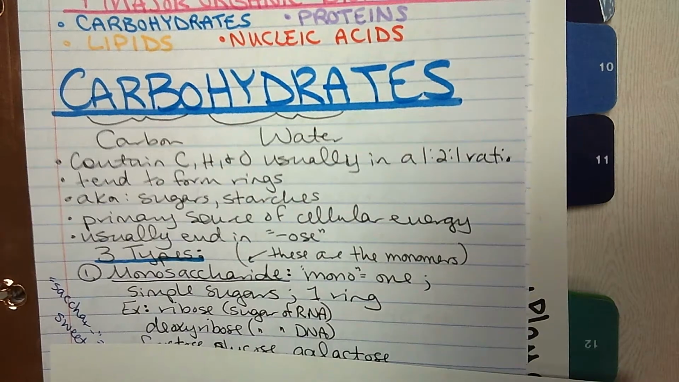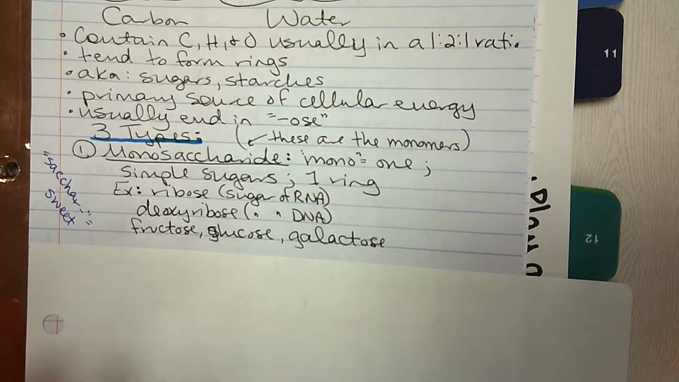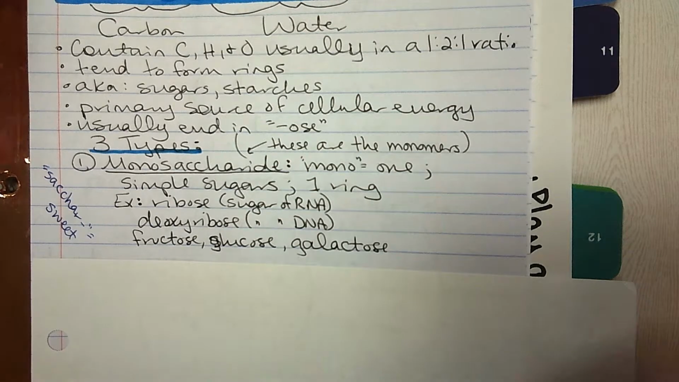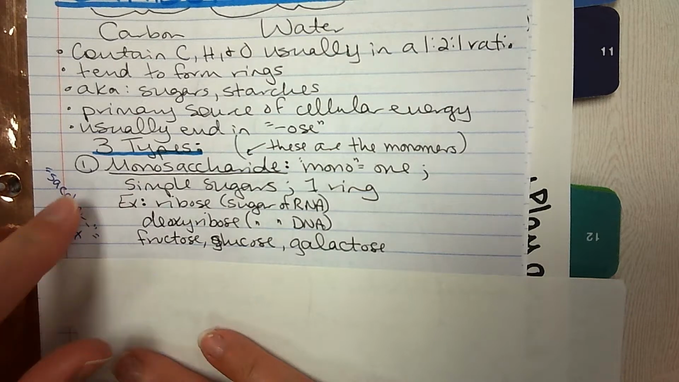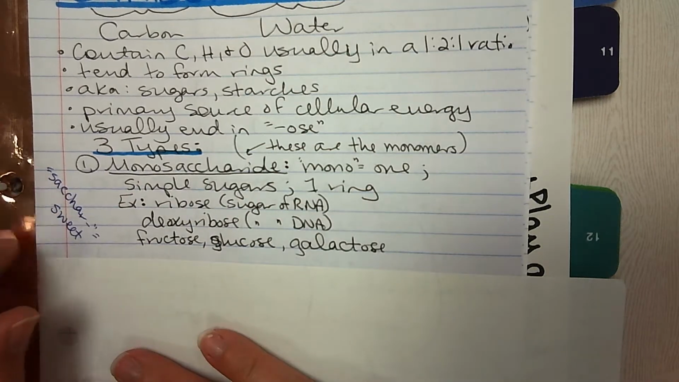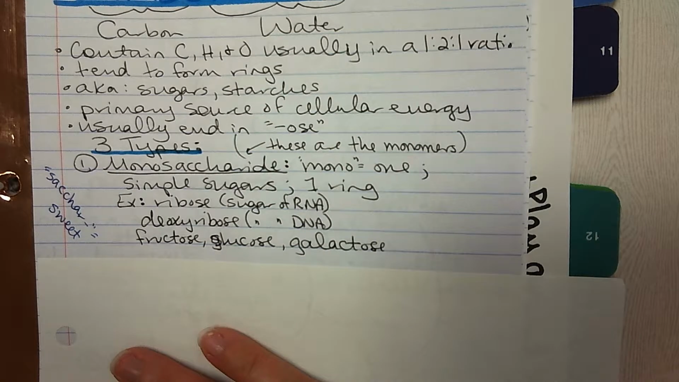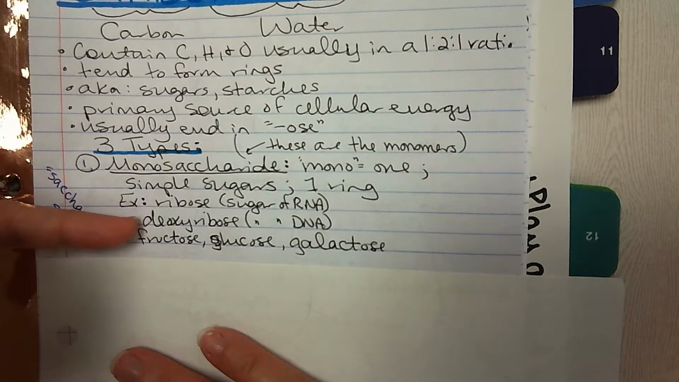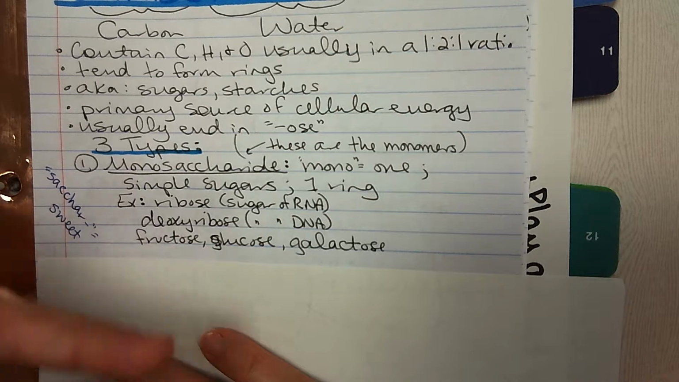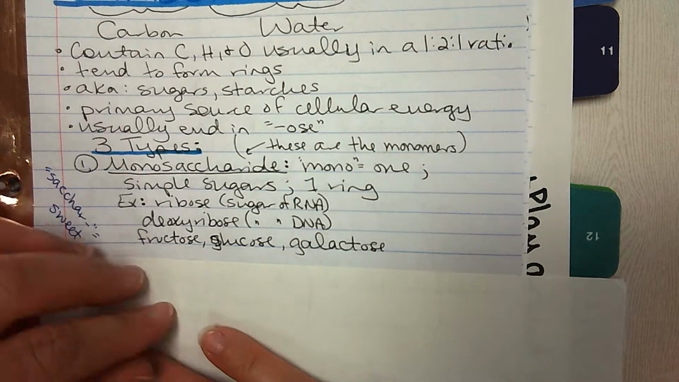So we're going to look at 3 types. Okay, so monosaccharide: the word part mono means one, and saccharide means sweet. So it's 1 sugar. These are the monomers of complex carbohydrates. They can be the whole molecule, like ribose, the sugar of RNA, deoxyribose, the sugar of DNA, fructose, glucose, galactose. Those are all monosaccharides. So they are a single ring.